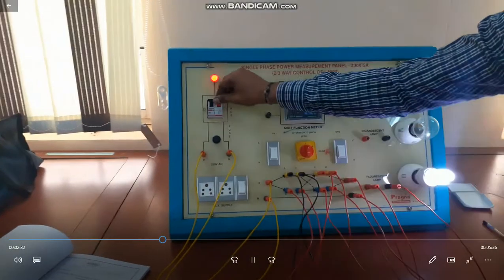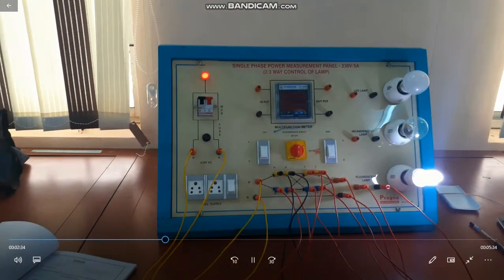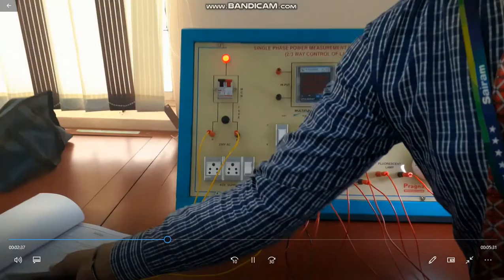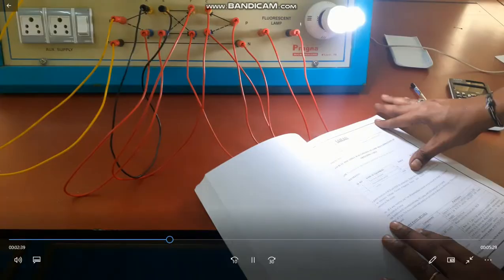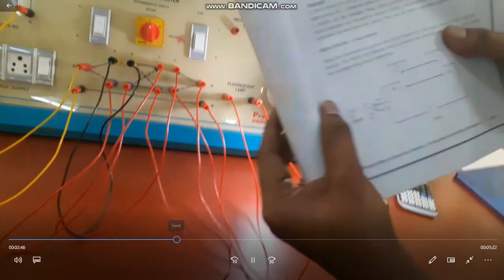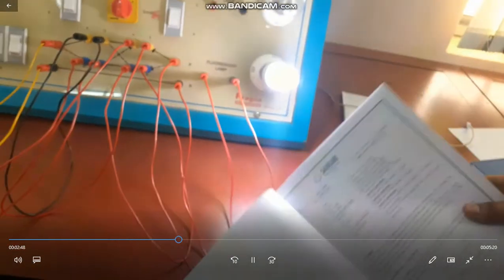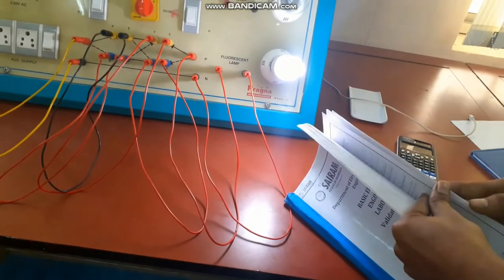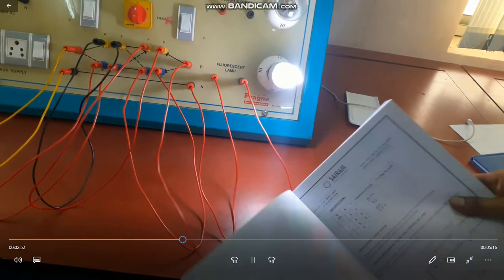When I make the power supply here, to verify the truth table, just look at the table. This is the connection that we have given. These are the observations that we are going to observe.